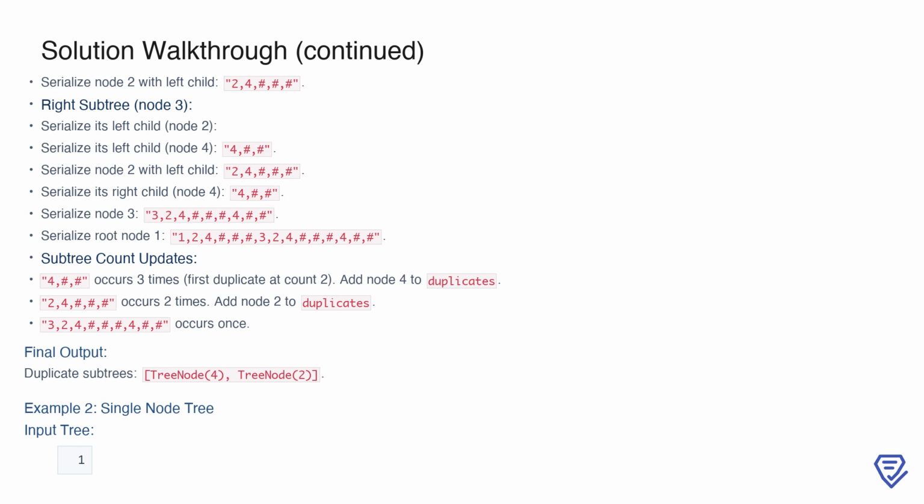As we update the subtree counts, we notice that 4 ### ### appears 3 times, so we add the first occurrence of node 4 to the duplicates list. Similarly, 2 4 ### ### appears twice, so node 2 is added. The subtree for node 3 only occurs once, so it is not duplicated. The final output for this example is duplicate subtrees rooted at nodes 4 and 2.